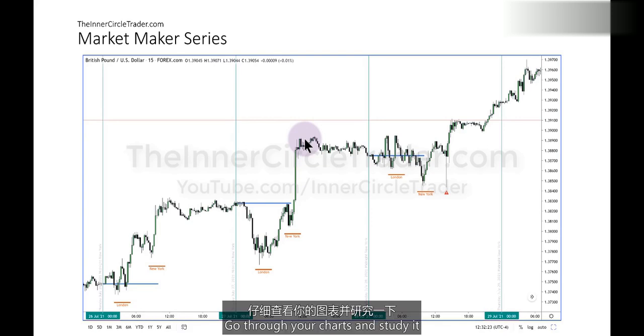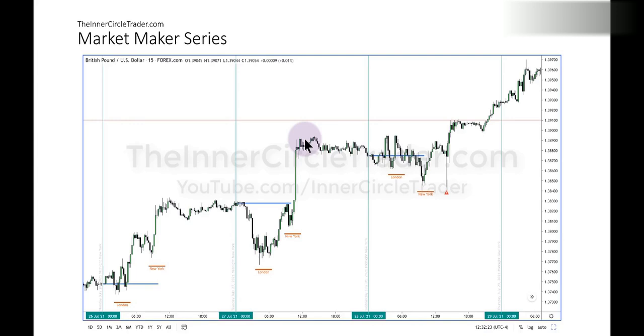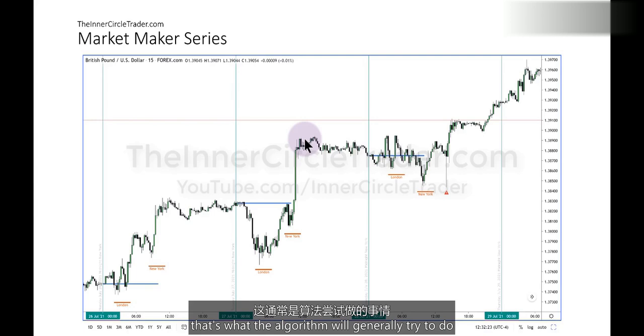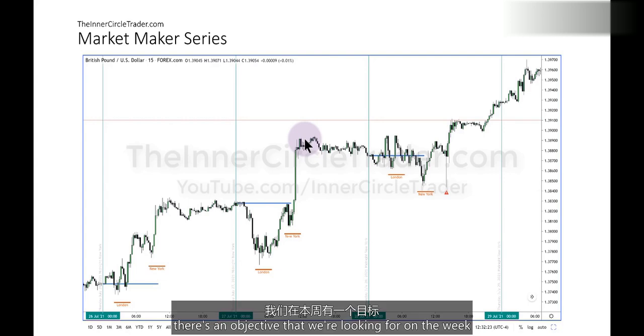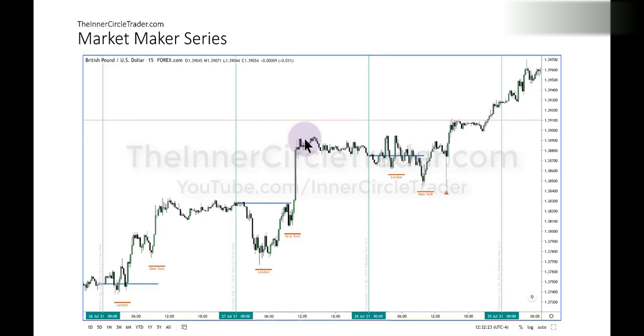Don't take my word for it. Go through your charts and study it. That's what the algorithm will generally try to do on Mondays, Tuesdays, and Wednesdays when the market is predominantly bullish for the week.